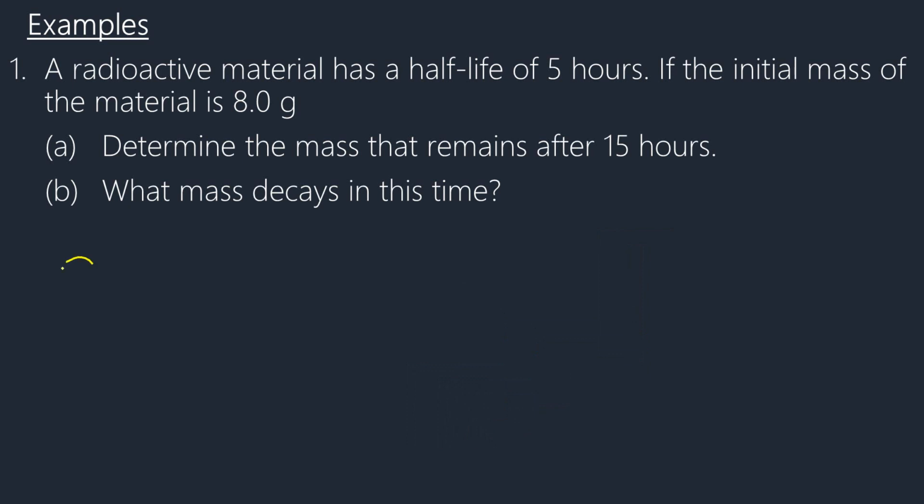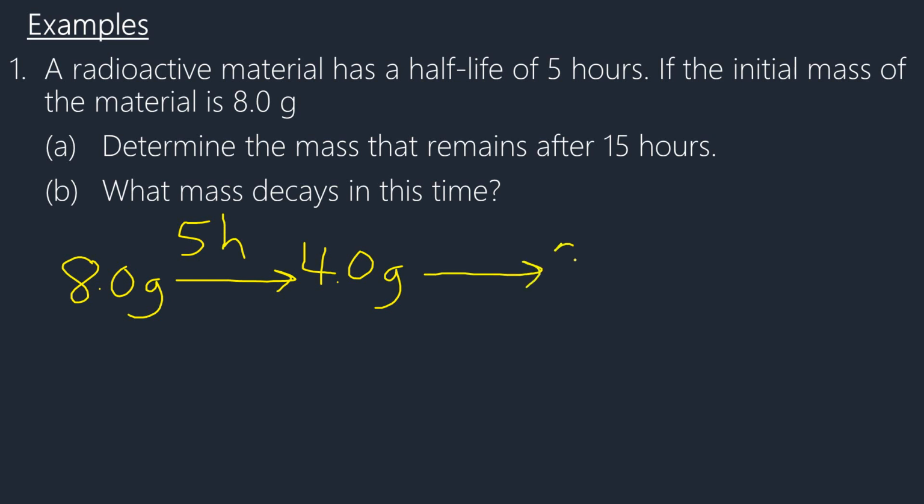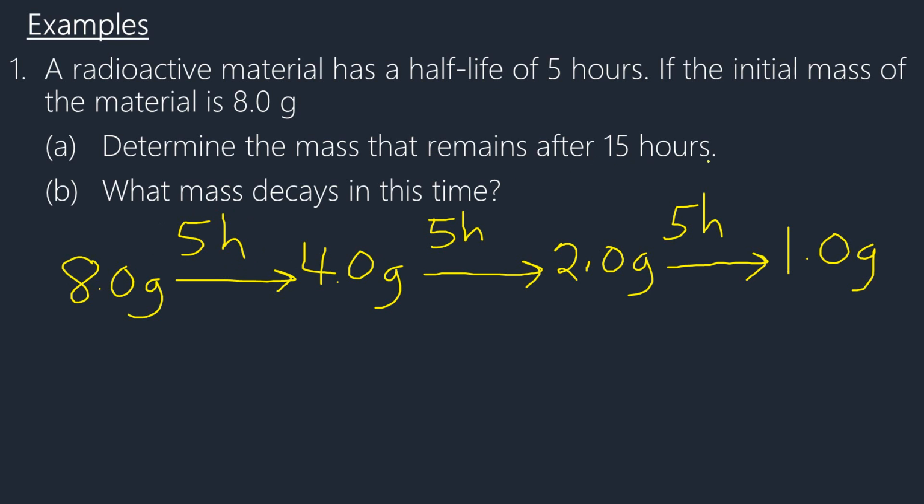We said we started with 8.0 grams, decaying to 4.0 grams, and the time taken for this mass to decay to half its original mass is the half-life, which is 5 hours. Then also 4.0 will decay to 2.0 grams after 5 hours, and this 2.0 will decay to 1.0 grams after 5 hours. Now the question was, determine the mass that remains after 15 hours. Realize that 5 plus 5 plus 5 will give us 15 hours.